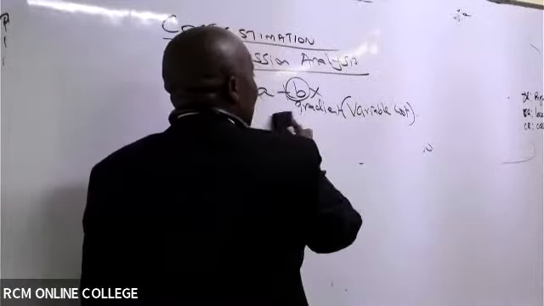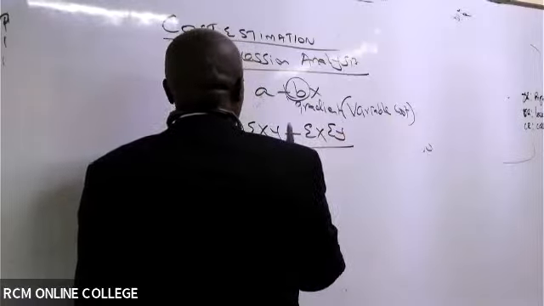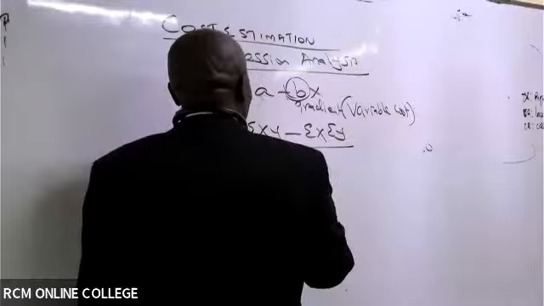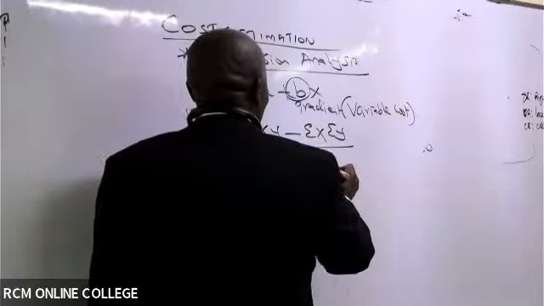So to get the gradient using the regression approach, we normally say our b is n summation of XY minus summation of X times summation of Y, over n summation of X squared minus, bracket, summation of X, squared.